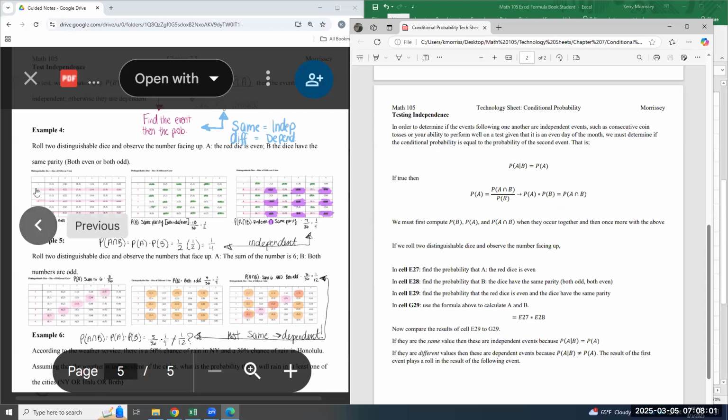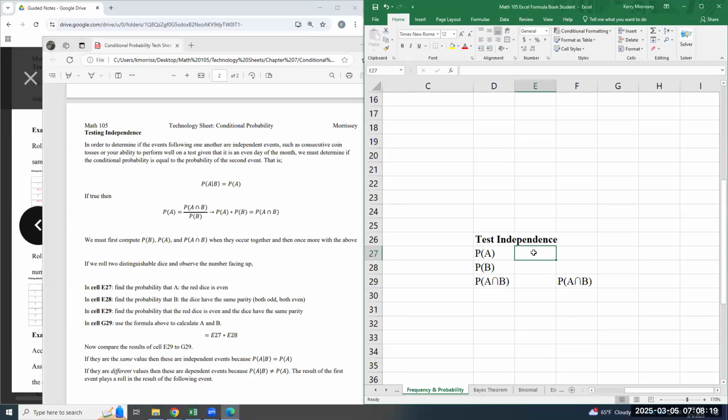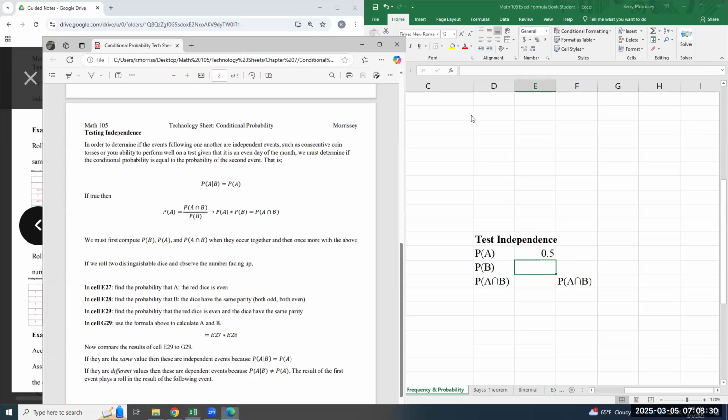The red dice being even, we can either have a red being 2, in which case it results in 2,1, 2,2, 2,3, 2,4, 2,5, 2,6, or the red dice is a 4, or the red dice is a 6. So in total, we had 18 out of 36 ways for red dice to be even, so 1/2. So we can put that right here, 1/2. We did it again with B. Find the probability that the dice have the same parity. They're either both even or they're both odd.